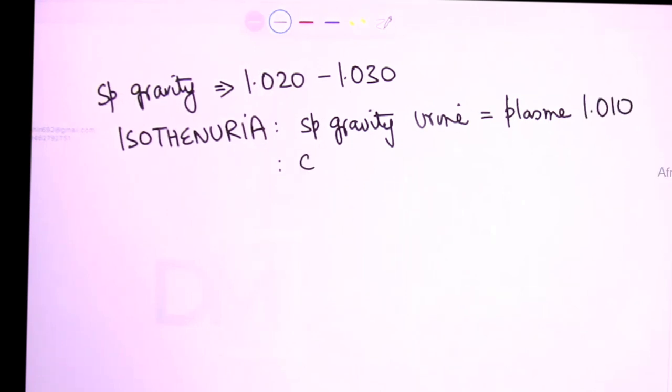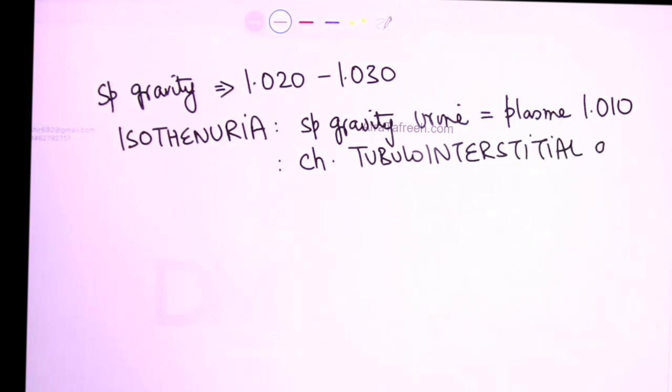Then your answer would be chronic tubulointerstitial disorders. Why? Because as I explained, tubules are responsible for concentration and dilution of the sample. If they are damaged, well, this manifestation would occur in the patient.